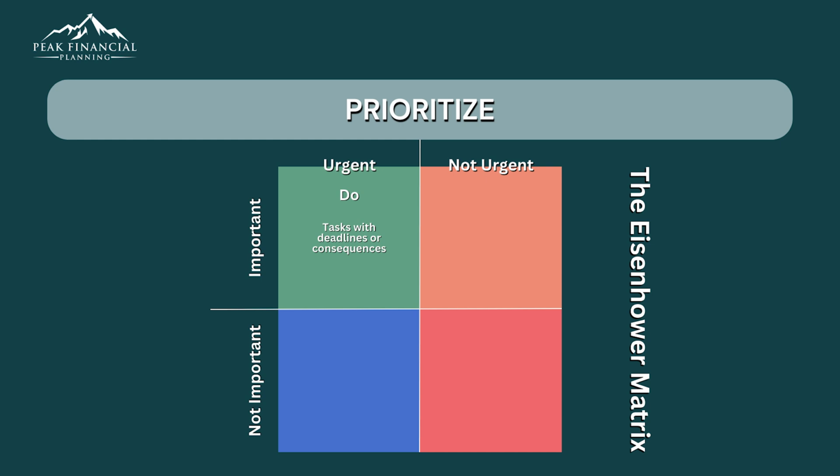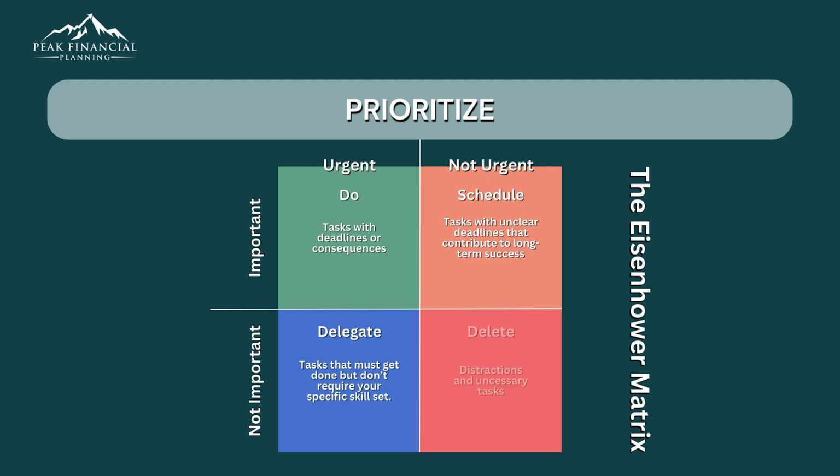And what you want to do is you want to focus on things that are urgent and important. You want to schedule things that are not urgent but are important. You want to delegate the things that are urgent but not important, which in retirement planning sometimes you can't delegate, but the idea is you want to push that out further. And then you want to delete or get rid of things that are not urgent and not important.